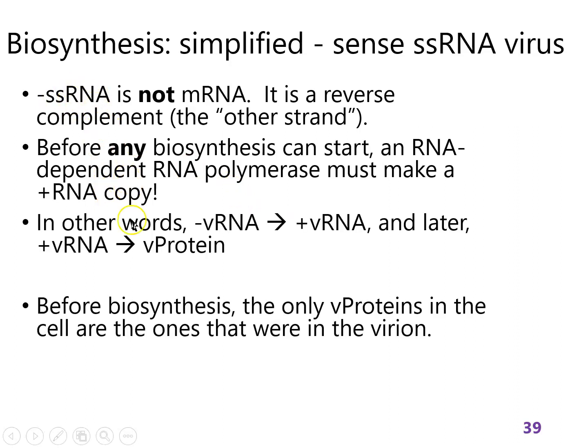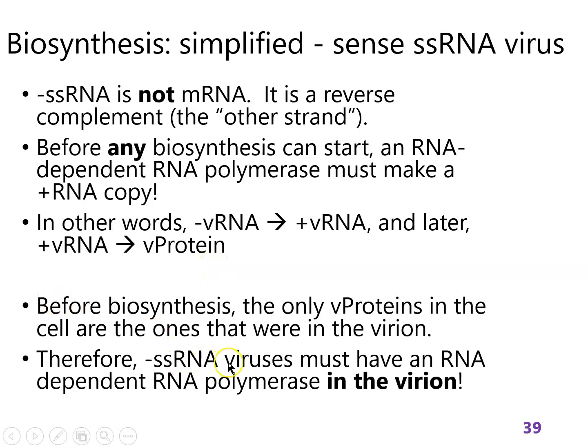So it has to bring its own RNA polymerase in its virion. So negative sense RNA viruses have to have an RNA-dependent RNA polymerase in the virion. Take as much time with this as you need, because to follow biosynthesis of influenza, you're going to have to kind of get what's going on when I talk about RNA-dependent RNA polymerase and when I talk about negative sense versus positive sense.